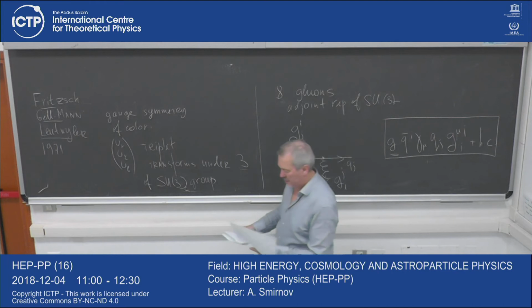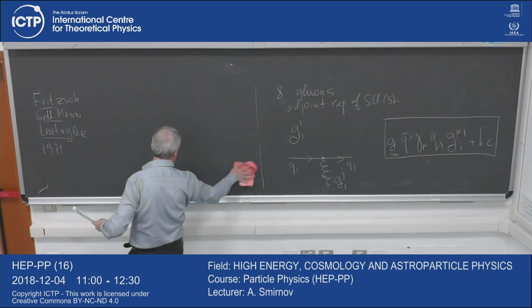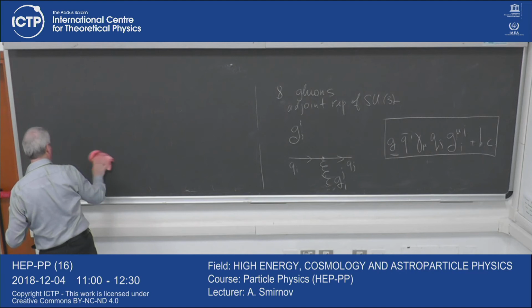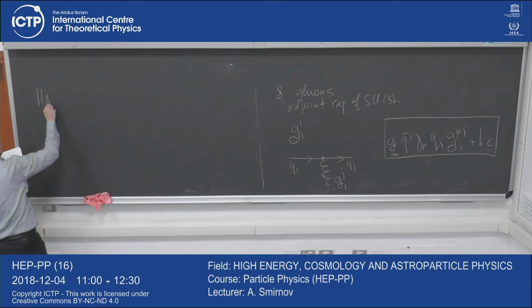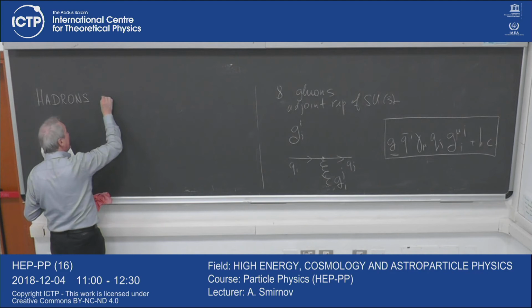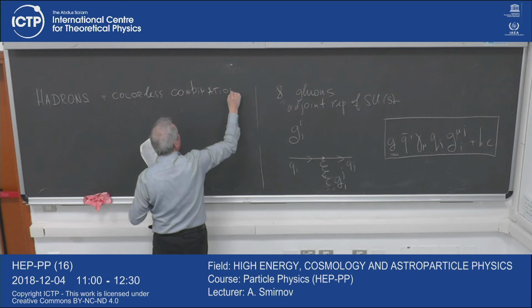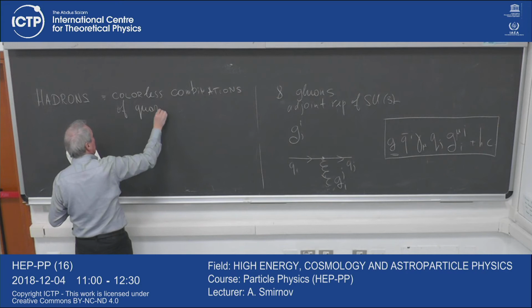And finally, the crucial statement is that the hadrons which we observe are colorless combinations of quarks. Hadrons means nucleons, mesons, they are colorless. So what are these colorless combinations?